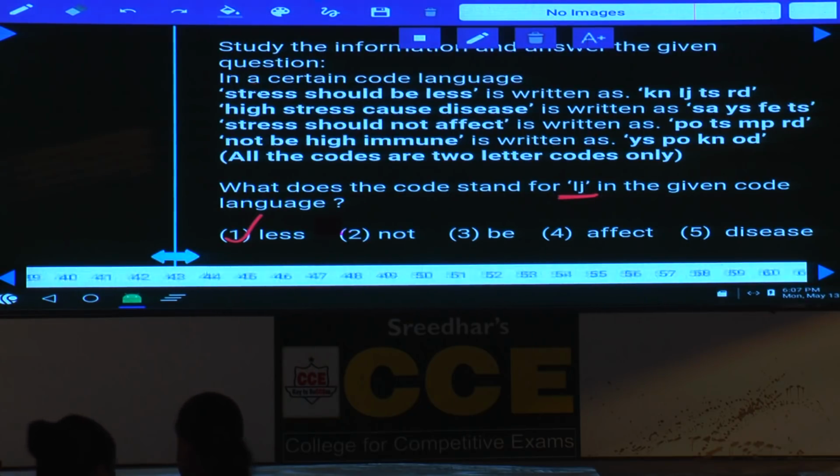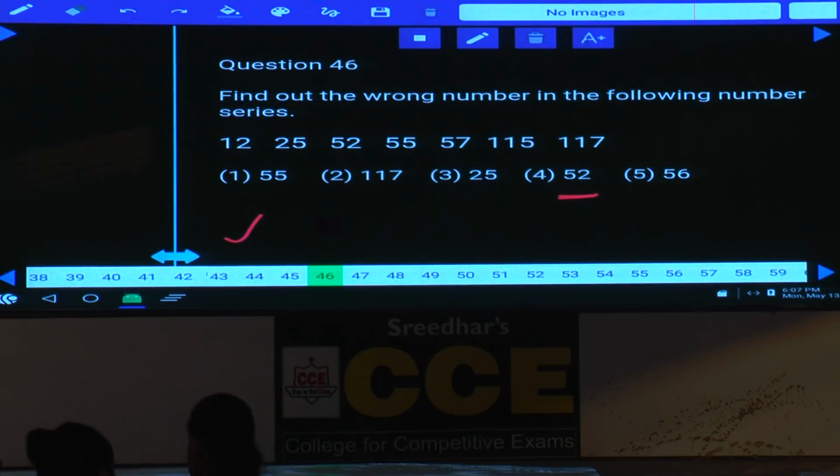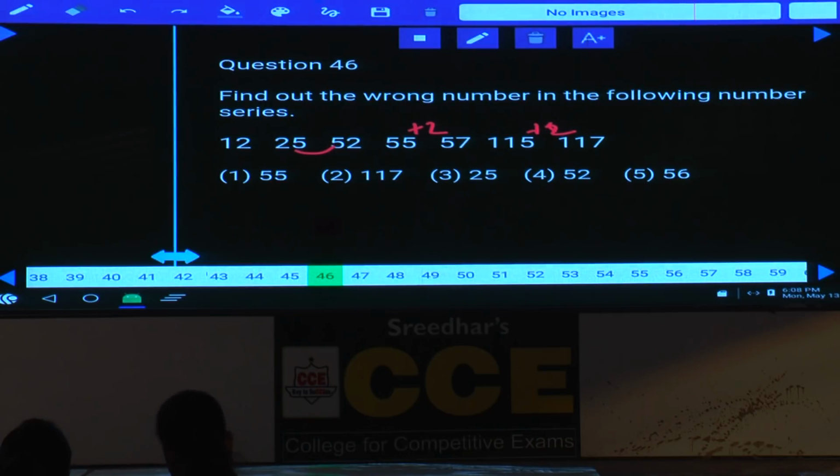Question numbers 46 to 50. Find out the wrong number in this: 12, 25, 52, 55, 57, 115, 117. Any answer to this? If you observe here, 55 and 57 there is plus 2, 115 and 117 again plus 2. Hence in the alternate we should have plus 2, plus 2, plus 2, isn't it? That means between these two we need to have plus 2. Either 25 is the wrong number or 52 is the wrong number.